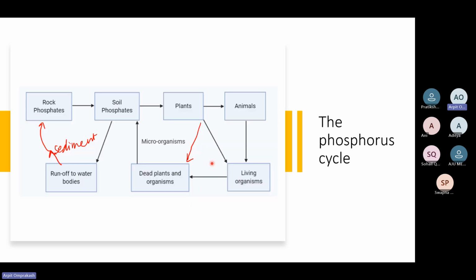Then the phosphorus cycle again. Rock phosphates are converted to soil phosphates, which are used up by plants and then eaten up by animals, living organisms, and others. Then microbes again convert them back into soil phosphates, which then can run off to water bodies. And when they are sedimented, they become rock phosphates.